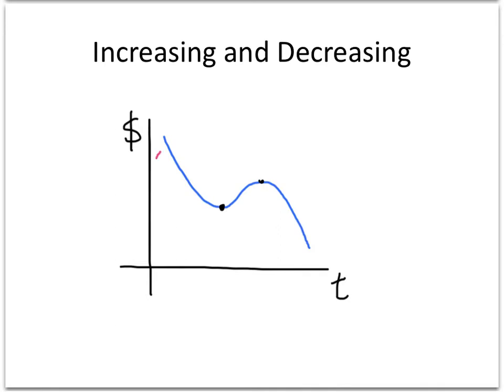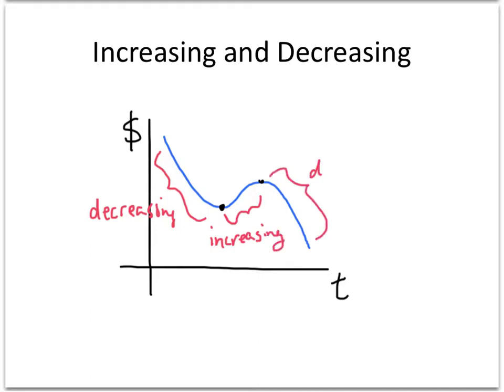So in this interval right here, that's a place where my function is decreasing. In this interval here in the middle, that's a place where my function is increasing. It's going up as I go from left to right. And over here, that's a place where my function is once again decreasing. So a typical function can increase a bunch of times, it can decrease a bunch of times. Sometimes the function will always be increasing, sometimes the function will always be decreasing. It really varies from function to function.